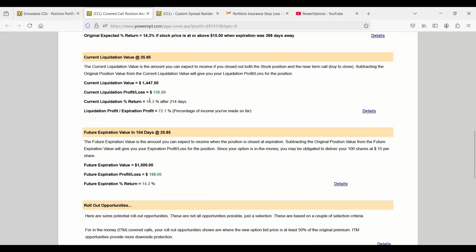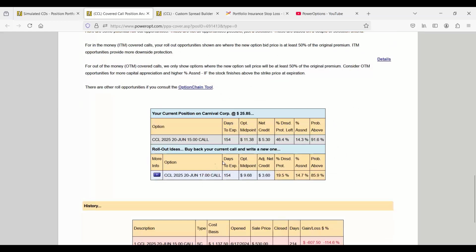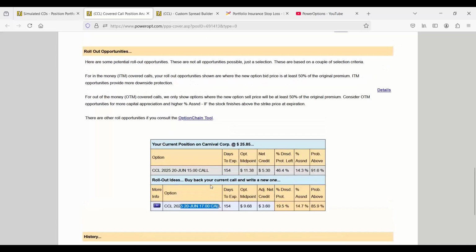Why is it important to know this? Where am I right now? 10.3% at liquidation, 14.3% in 5 months. Could I roll this position? Yeah, this one's just showing me standard rolls up to the June 17 strike call, which keeps that same 5 months out in time. I have to pay $11.38 to buy this back, and the new midpoint is $9.68. So with the initial net credit of $5.30, my adjusted net credit is $3.60, but to be assigned at 17. Now, I still have 19.5% downside protection for the next 5 months, but I only move the needle from 14.3 to 14.7%.